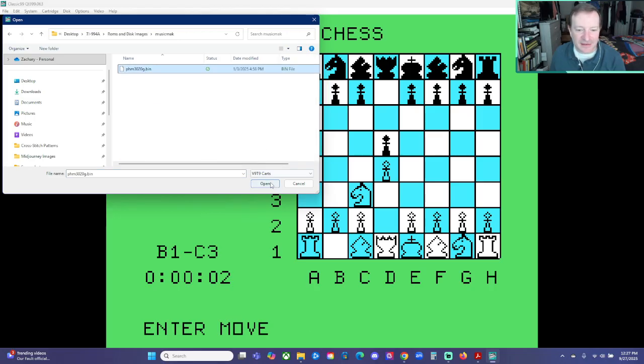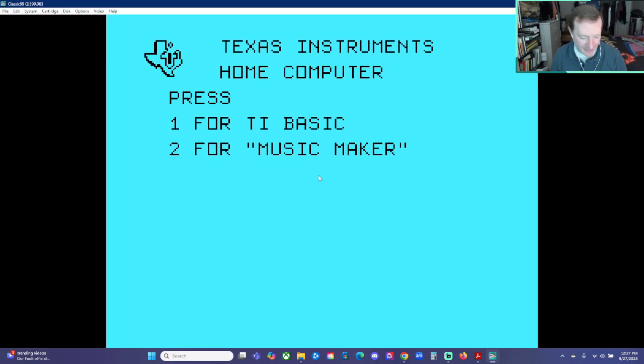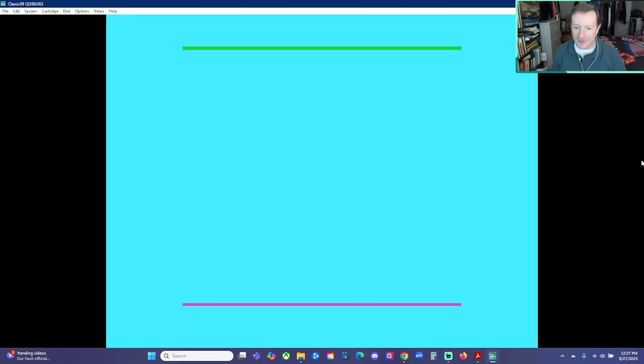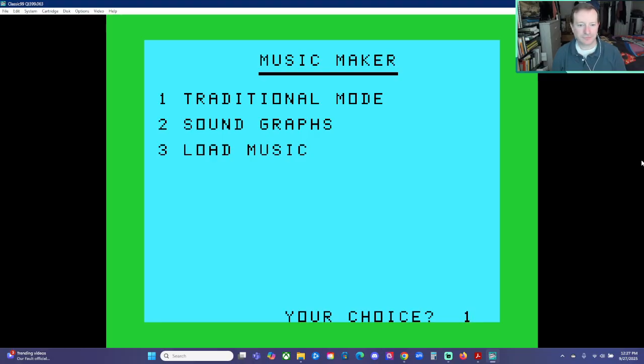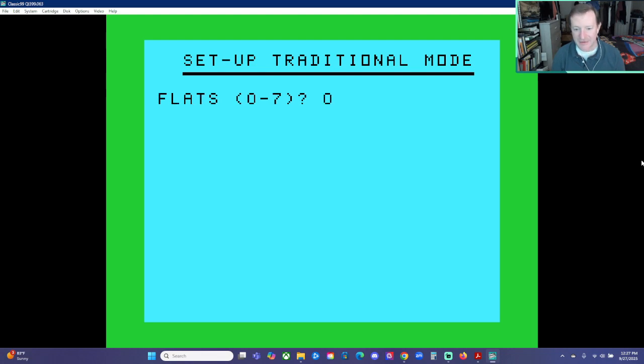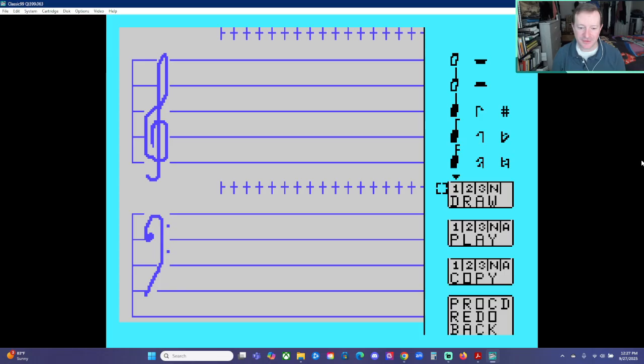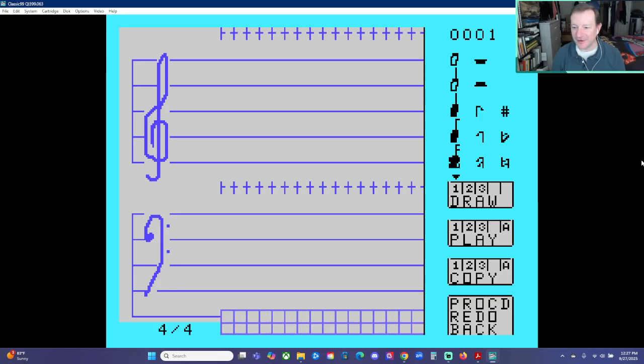But even stuff like this. Here's one called Music Maker. It's not really a game. It's more like something to teach you a little bit about music. Traditional mode, sharps 0, flats 0, time signature 4/4, that works. Sure. But you come over here and you can grab a note. I forget how it works though. Yep, you grab a note and you can place it somehow.